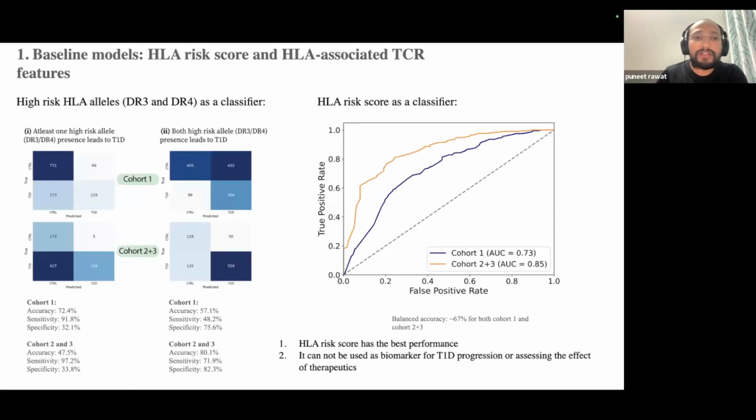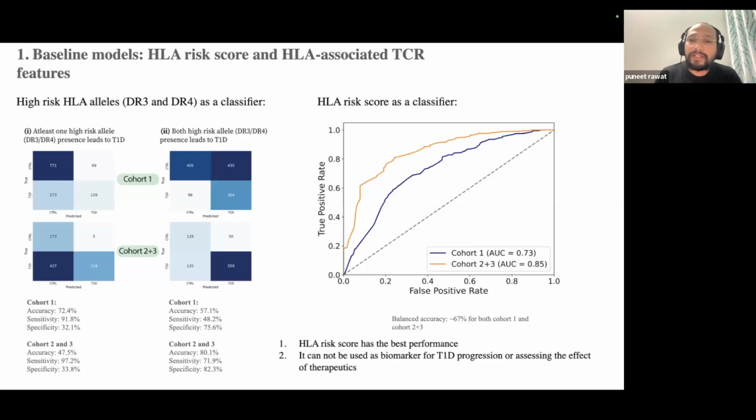Just for our try, we also looked into the conventional high-risk HLA alleles DR3 and DR4, and we see that if only one of the high-risk HLA alleles is present, then there is no guarantee that the person is type 1 diabetic. As you see, the specificity is only 32%. But when both of the high-risk HLA alleles are present, then the specificity increases significantly to 75%.